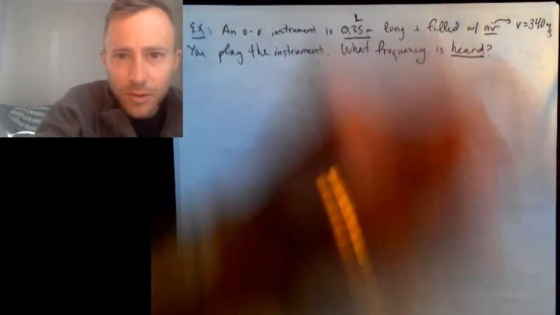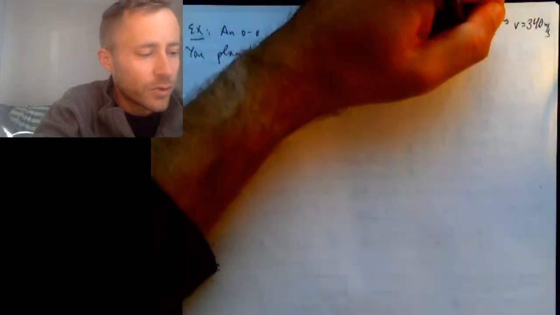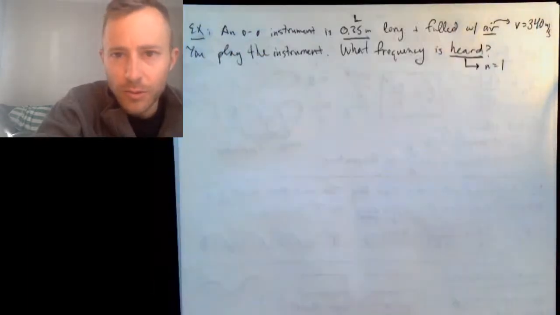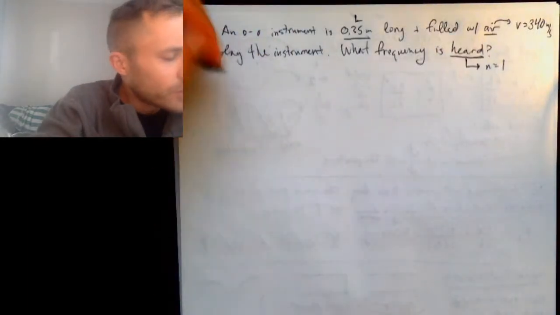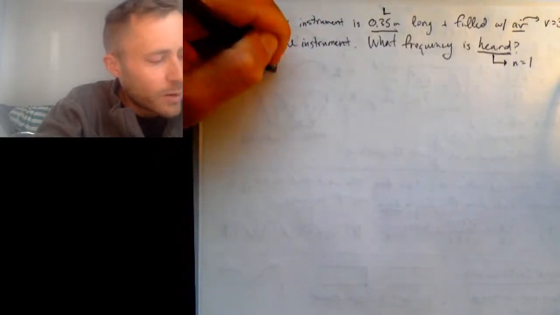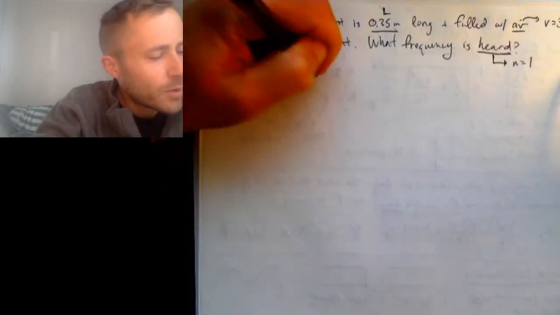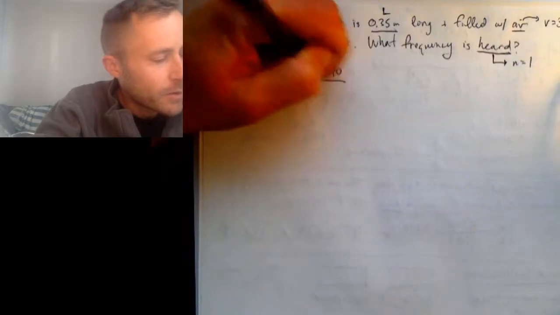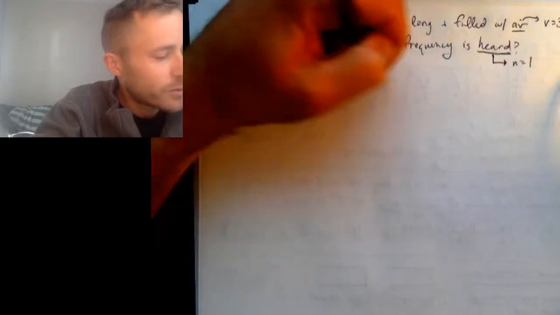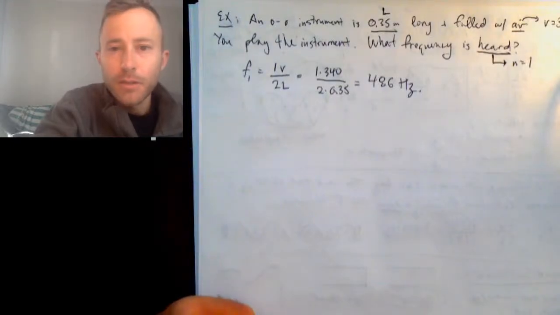In the absence of additional information, we have to assume that it is the first harmonic that we are going to hear, because usually that has the biggest amplitude. So the frequency of the first harmonic is going to be 1V over 2L, 1 times 340 over 2 times 0.35, which is 486 hertz. So there you have it.